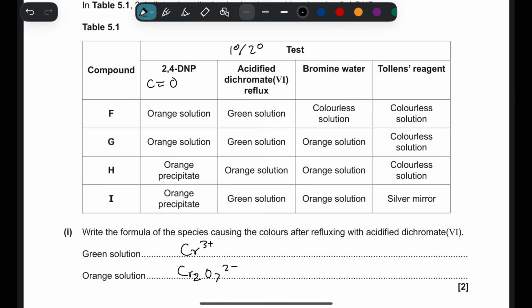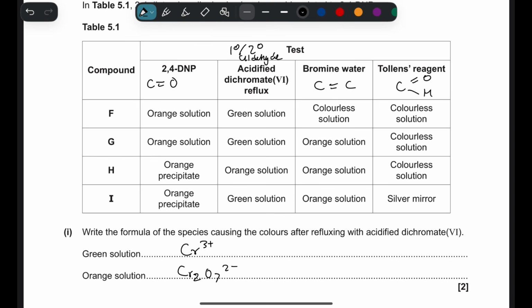Yeah, or even, I think, aldehydes as well. Aldehydes as well will form that reaction. Bromine water detects the presence of an alkene, or a carbon-to-carbon double bond, and Tollens reagent identifies aldehydes, forming a silver mirror with an aldehyde.